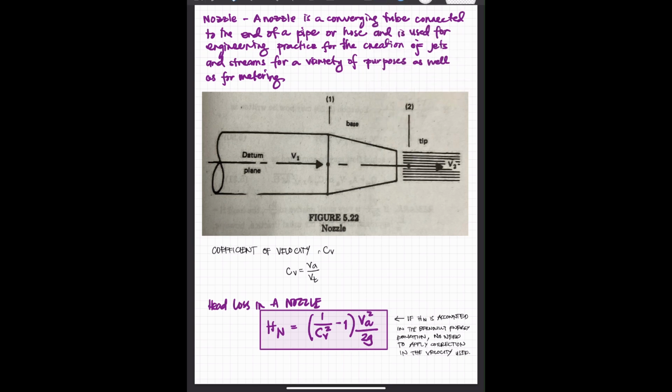Okay, for this discussion, we will be focusing on another flow measuring instrument, which we call the nozzle. I know most of you are familiar with the nozzle because we usually see it in our daily life, or we are familiar with its uses. So a nozzle is a converging tube connected to the end of a pipe or hose and is used in engineering practice for the creation of jets and streams for a variety of purposes, including metering.